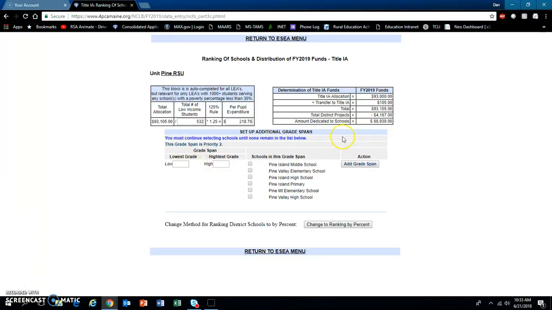And then we go to priority 2 grade span. Our priority schools, we would next go to our lower elementary schools. We'll call our next grade span a K-5 grade span because we believe our funds are better utilized in the lower grades. And click all the schools that are in the K-5 grade span regardless of their actual grade spans.